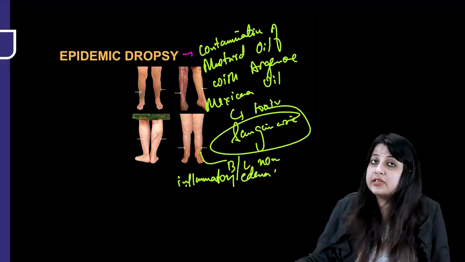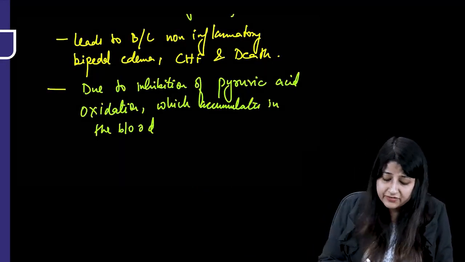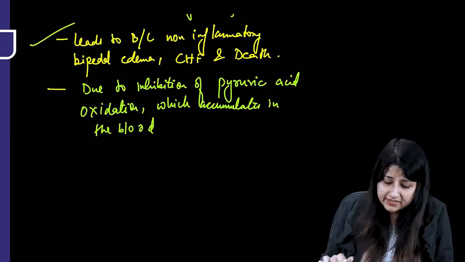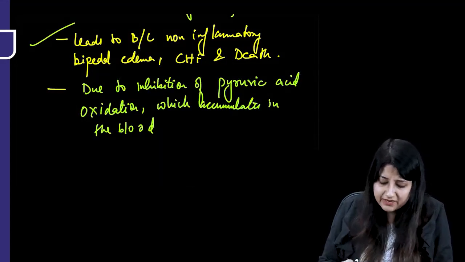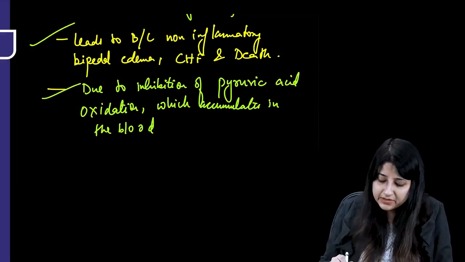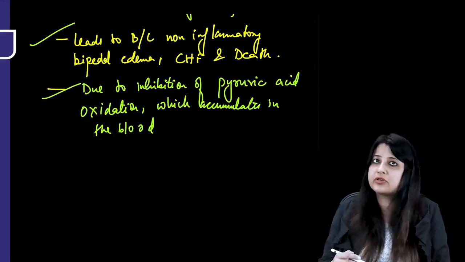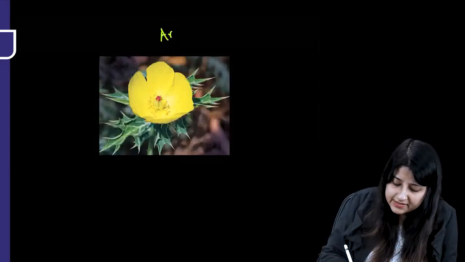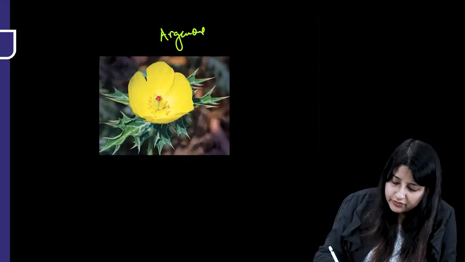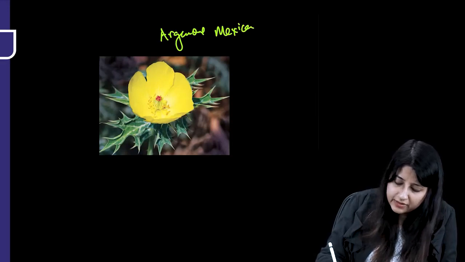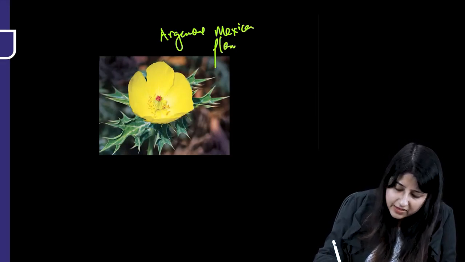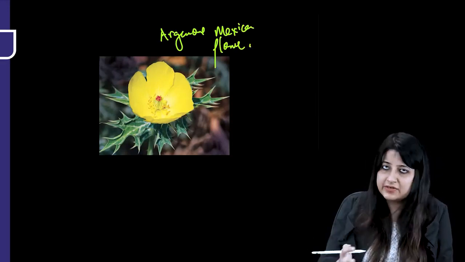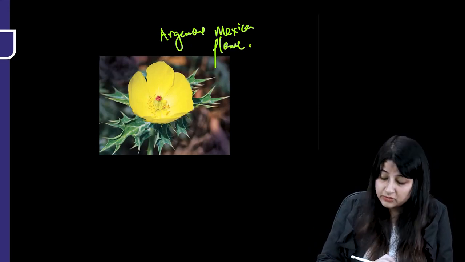It can also lead to congestive heart failure and death. So, I've written it for you: leads to bilateral non-inflammatory bipedal edema, congestive heart failure, death. It occurs due to inhibition of pyruvic acid oxidation, which accumulates in the blood. Plus, once they asked you this flower, so remember this beautiful looking flower is actually like a weed, Argemone mexicana flower from which Argemone oil is being derived. So that is what is epidemic dropsy.